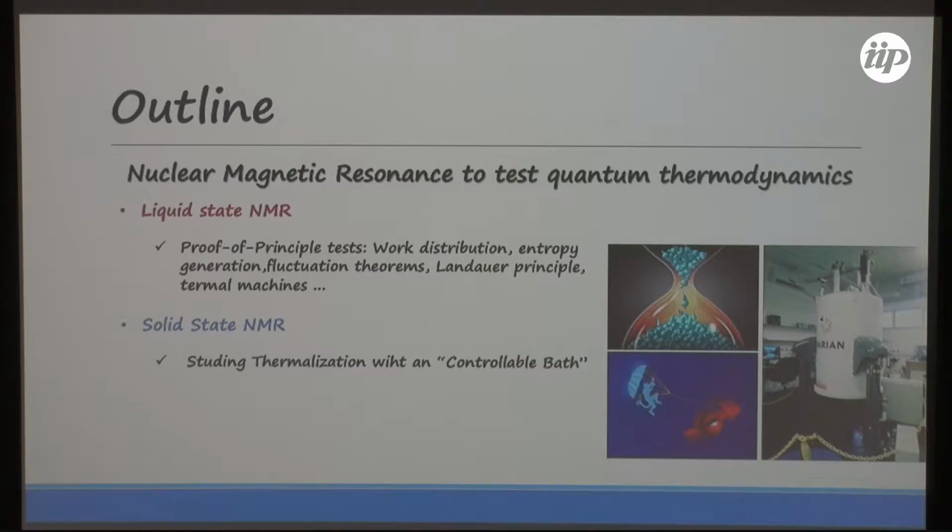And then I also want to talk about some applications. I want to discuss if it's possible to apply these ideas in real problems. In this part, I will talk a little bit about quantum thermometry using NMR.